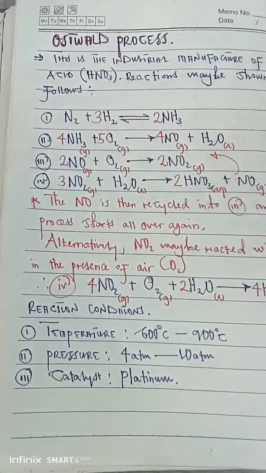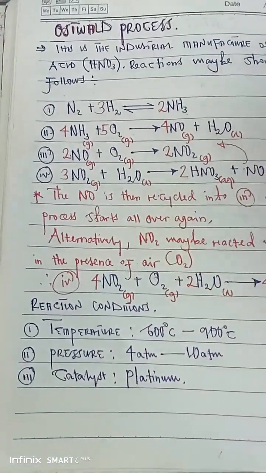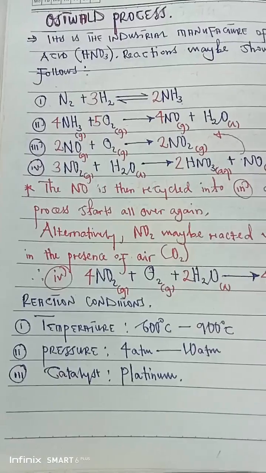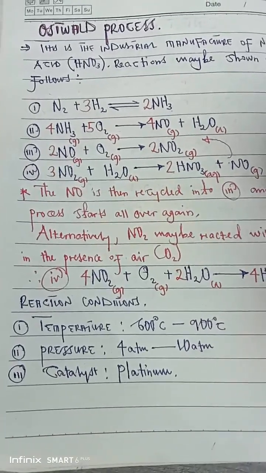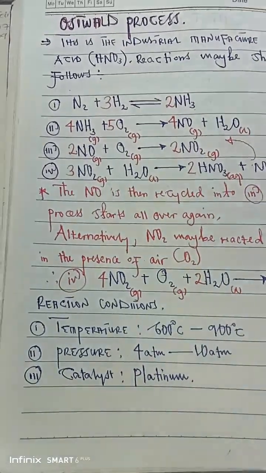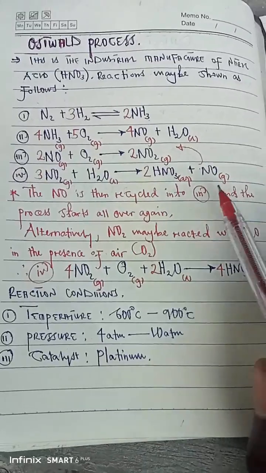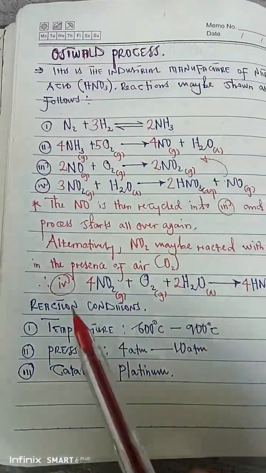Even under the contact process, platinum can also be used, but the common catalyst used in the contact process, the manufacturing of sulfuric acid, is usually vanadium(V) oxide. So this is the Ostwald process.